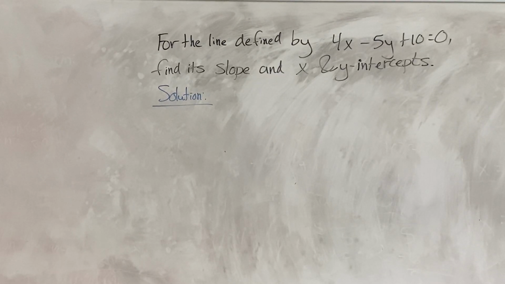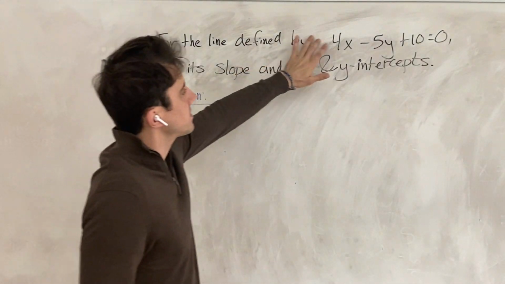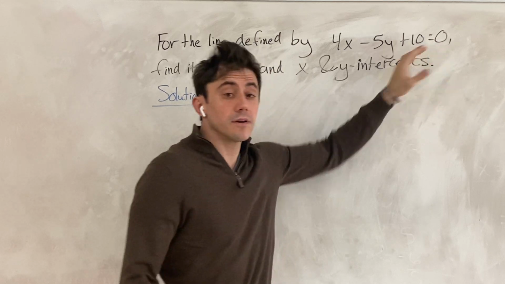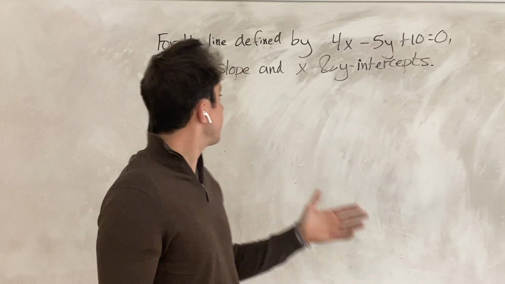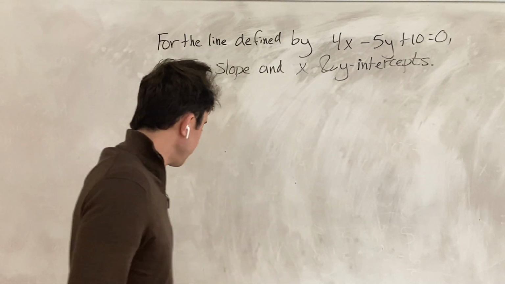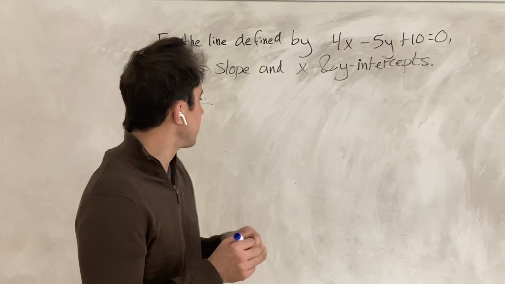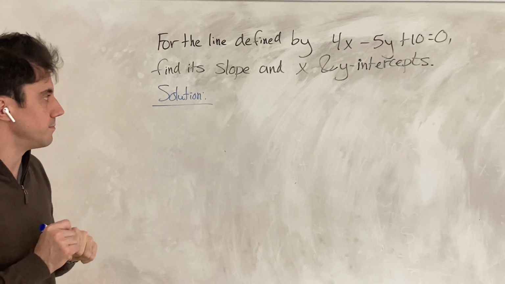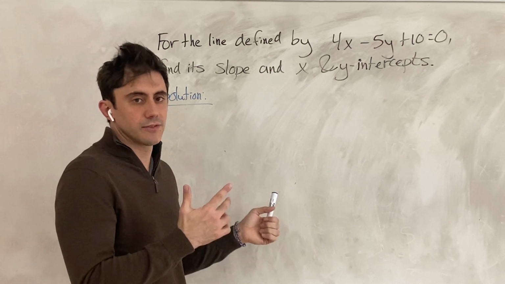Good afternoon, everyone. Today we're going to use the line defined by 4x minus 5y plus 10 equals 0, which is written in general form, and we're going to find its slope and its x and y intercepts. Okay? So there are a few different ways to go about this. I'm going to go about it one way, and then maybe we can check our solution a different way.